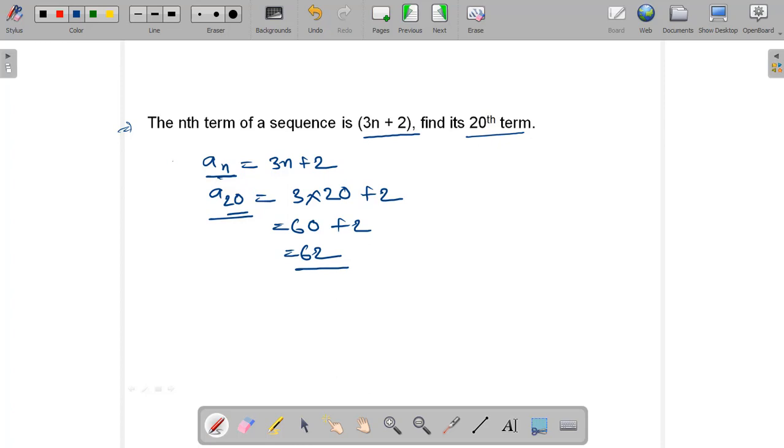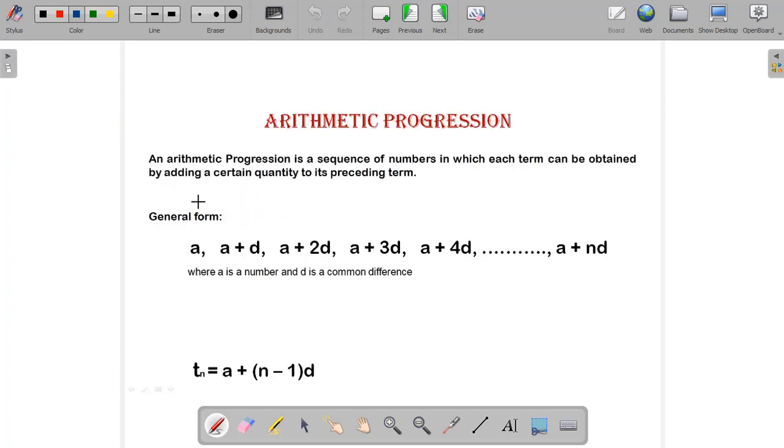So this is an example of finding a term if the nth term of the series or sequence is given. Now we explain the definition of the arithmetic progression. So we already explained the series, and the arithmetic progression comes from the series. Okay. So first we discuss the definition of the arithmetic progression. An arithmetic progression is a sequence of numbers in which each term can be obtained by adding a certain quantity to its preceding term. Preceding term means previous term.